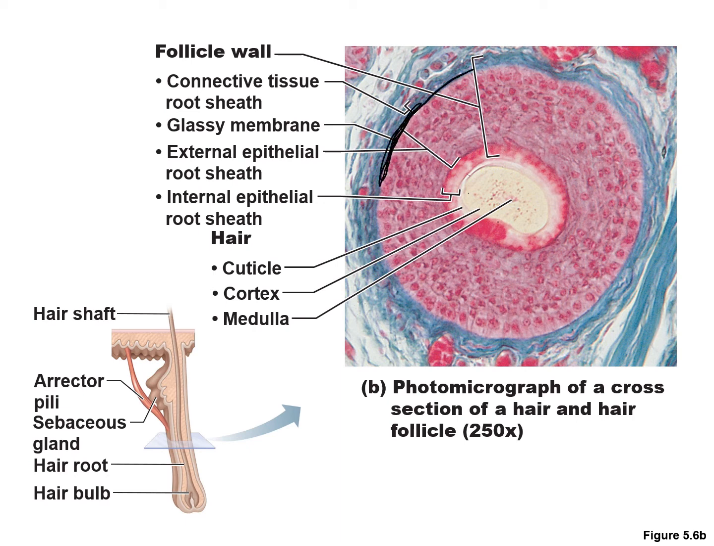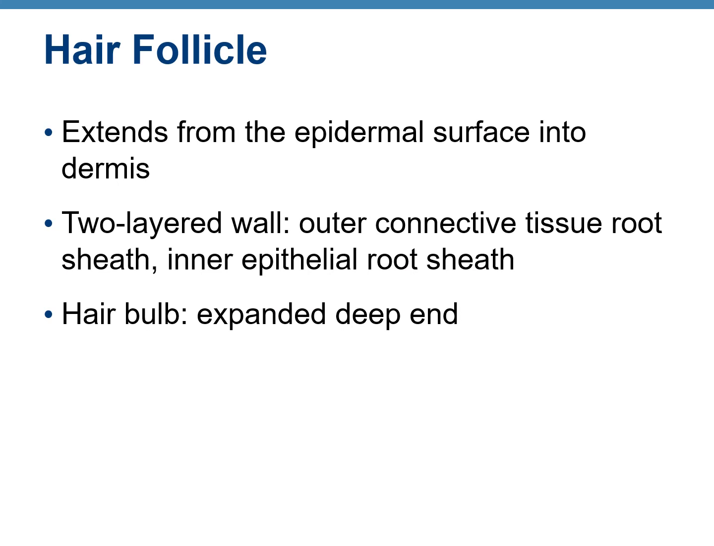So that's a glassy membrane. Superficial to it is the connective tissue root sheath right there, and deep to it the epithelial tissue root sheath, both external and internal. So, next slide. The hair follicle extends from the epidermal surface into the dermis, and it has a two-layered wall. We just talked about it: outer connective root sheath and inner epithelial root sheath, both external and internal epithelial root sheath. And then the hair bulb is a part of the hair, not the follicle, and it's the expanded deep end of the hair.